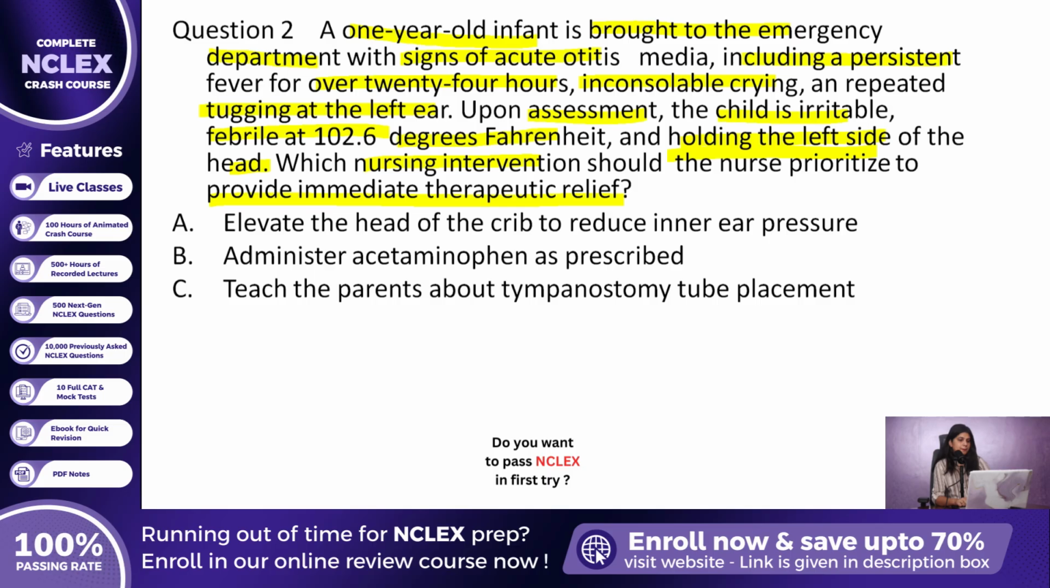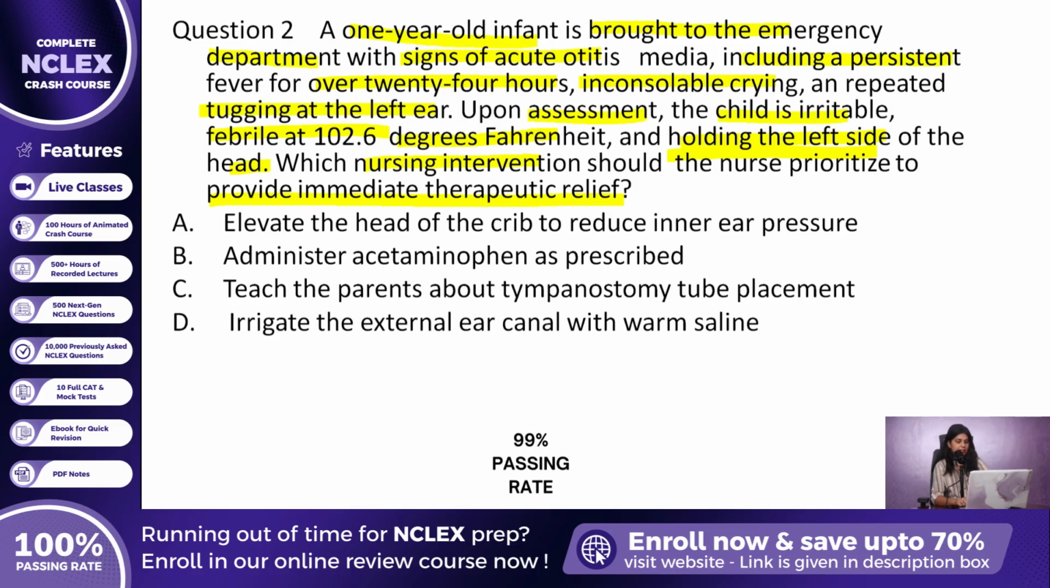Option C, teach the parents about tympanostomy tube placement. Option D, irrigate the external ear canal with warm saline. Now moving forward to identify the correct response and fully understand the clinical reasoning behind it. The right answer is option B, administer acetaminophen as prescribed.